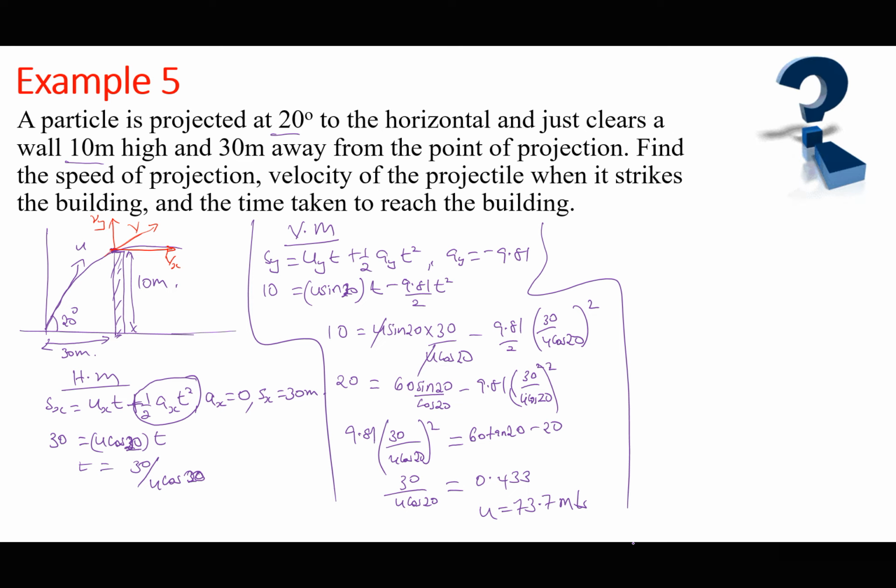And our task is now to find, so that is the initial velocity of projection. We want now to find the velocity at the point when it strikes the wall. That velocity has two components that we are going to find. Of course, v in the x remains the same. V in the x is still going to be 73.7 cos of 20, which is approximately 69.3.